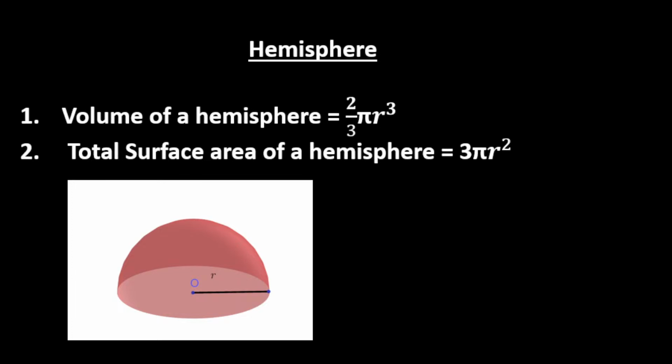Then we have hemisphere. Volume of hemisphere is 2 by 3 pi r cube, and total surface area of hemisphere is 3 pi r square. It's not pi r square. It's not 2 pi r square. It's 3 pi r square. Okay, so these things we have already discussed. Now let's start questions. Today we are going to do MCQ questions and assertion and reason based questions. So let's start.